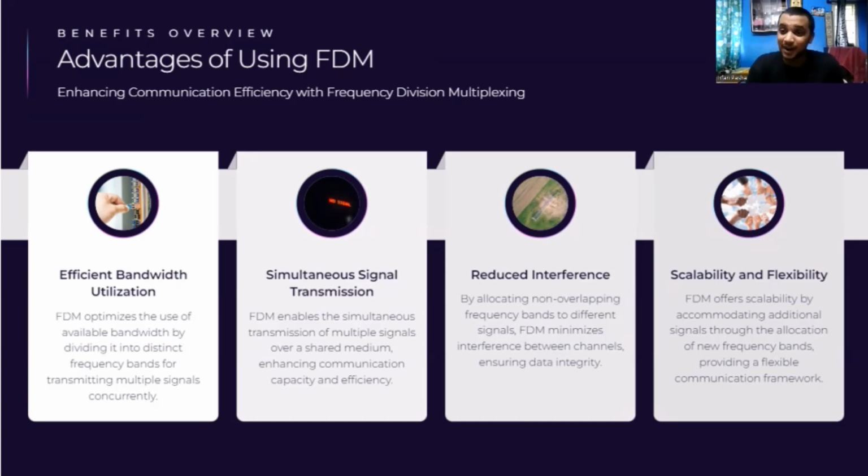Okay, jokes apart, coming back to the main topic, FDM actually divides the main frequency and gets distinct networks, distinct multiple signals. Okay, next, simultaneous signal transmission.